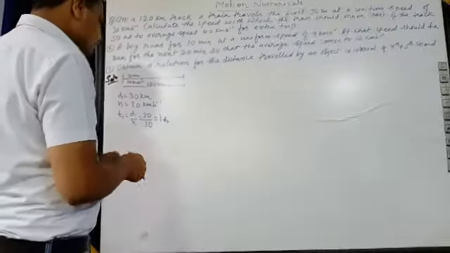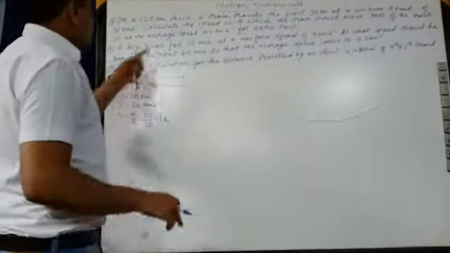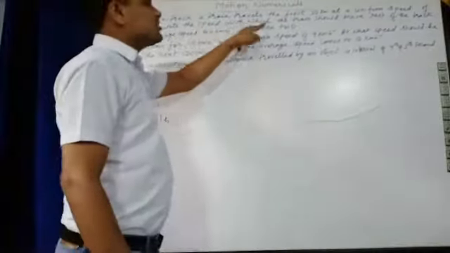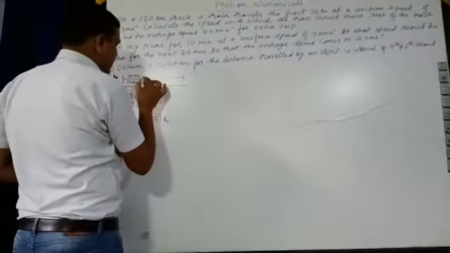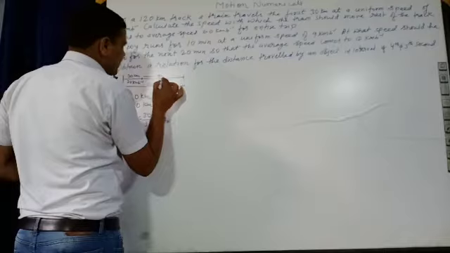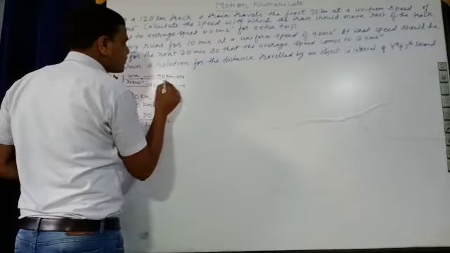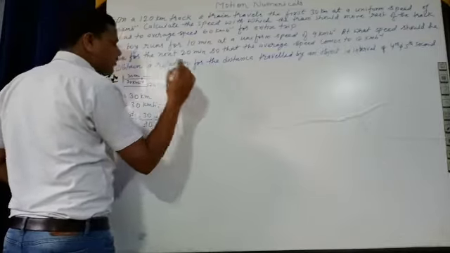Okay. Now after that, what is told? Calculate the speed with which the train should move on the rest of the track. What is the rest of the track? The rest of the track is 90 kilometer. Here we have to find the V.